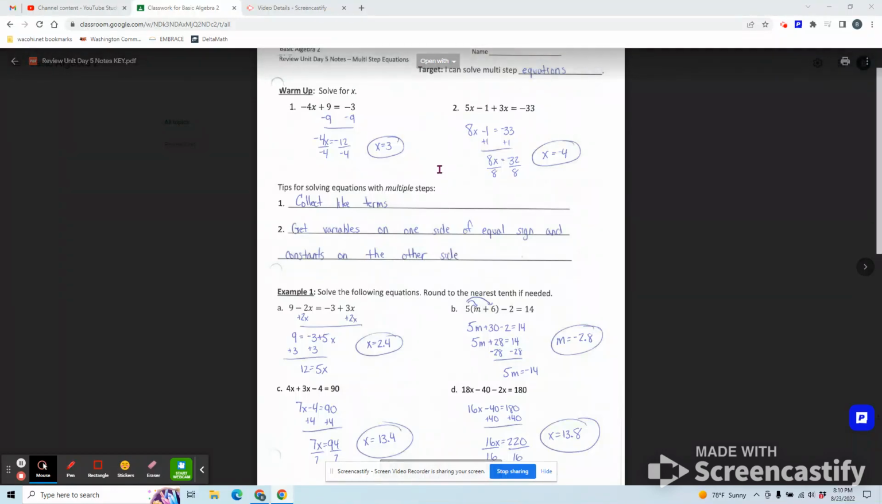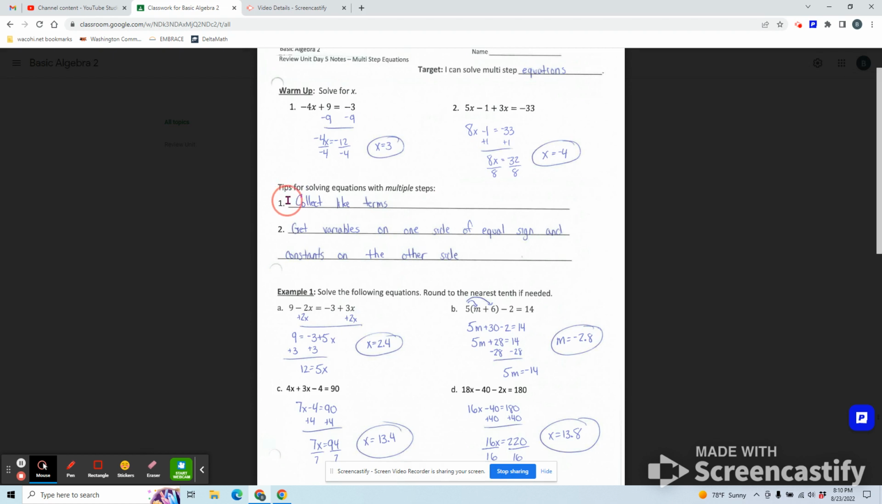All right, welcome back. Today we're going to learn about solving multi-step equations. So multi-step just means it's going to take more than one step, maybe even more than 2 or 3 steps. Okay, so here's the warm-up of just 2-step equations. This one actually is a 3-step. But here's our tips for solving equations with multiple steps.